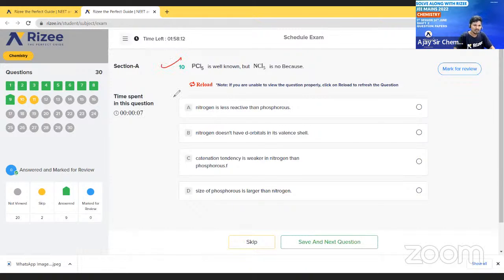PCl5 is well known, but NCl5 is not well known. Why? See here, what does the question mean? Phosphorus pentachloride is well known. But NCl5, that means nitrogen pentachloride. Did you hear about this? This is not known. Why?